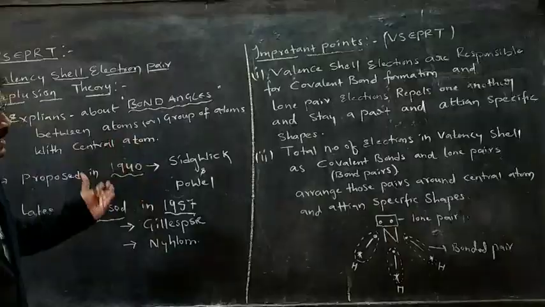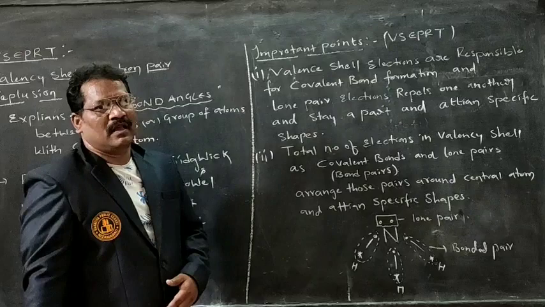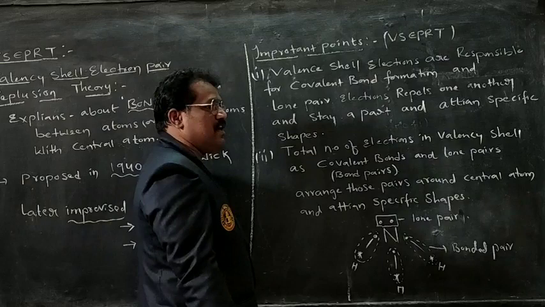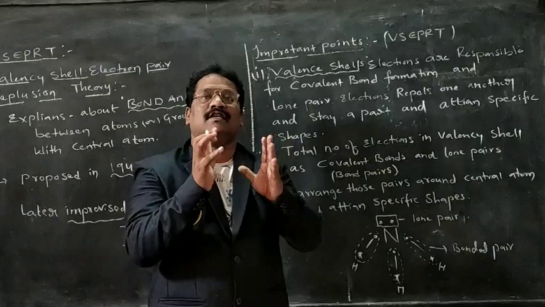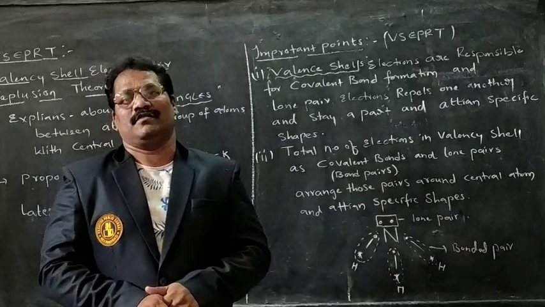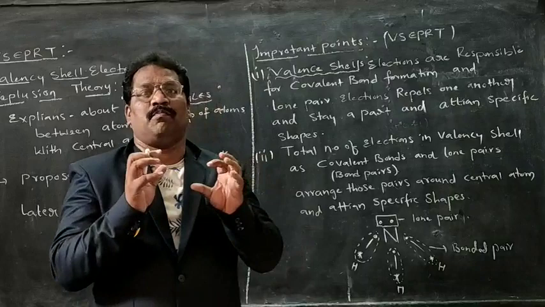This theory has some important points. VSEPR has some important points. First important point, what does it mean? It means nothing but the electrons which exist in valence shells are responsible for forming a covalent bond. To form a covalent bond, valence shell electrons play a vital role.